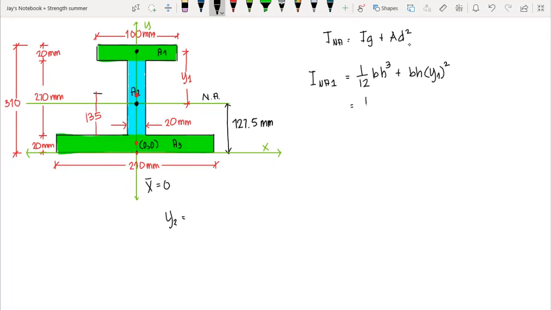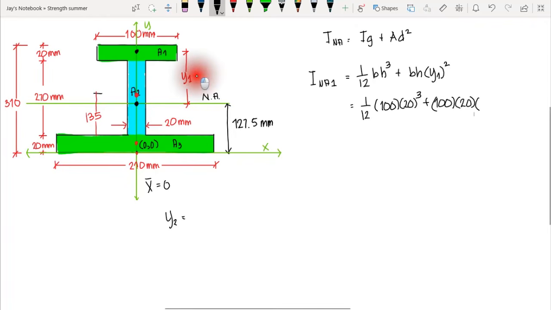Okay, so we have 1/12. Our base here, that's 100. Our height, that is 20. That's the thickness cubed, plus the area of the rectangle. We have 100 times 20 times our y1 here.